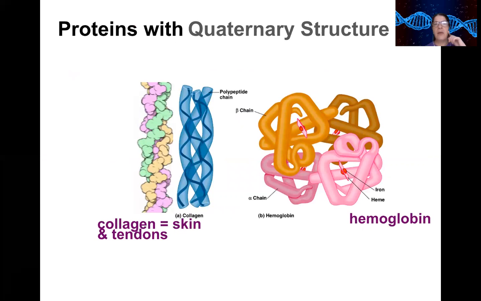Okay, here are some examples of quaternary structure. Collagen is a protein that is a major component of our skin and also tendons. And it is made up of 3 different polypeptide chains. So that's quaternary structure. Hemoglobin is the most famous protein that has quaternary structure. It is made up of 4 polypeptide chains, 2 alpha and 2 beta. So 2 different, but in total 4 polypeptide chains make up one functional protein that carries oxygen through our body.